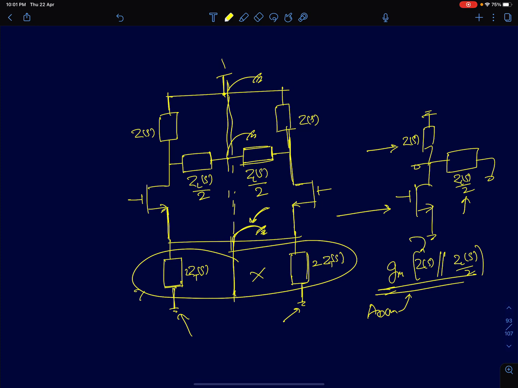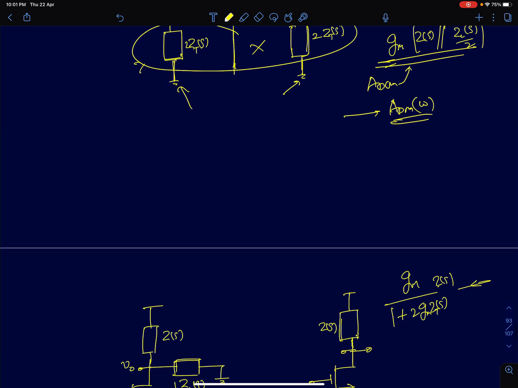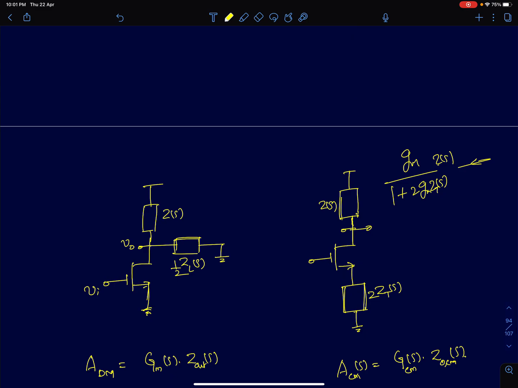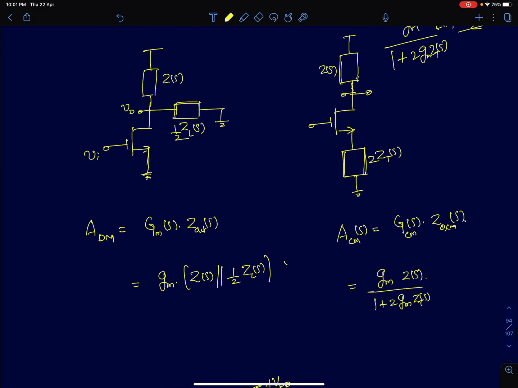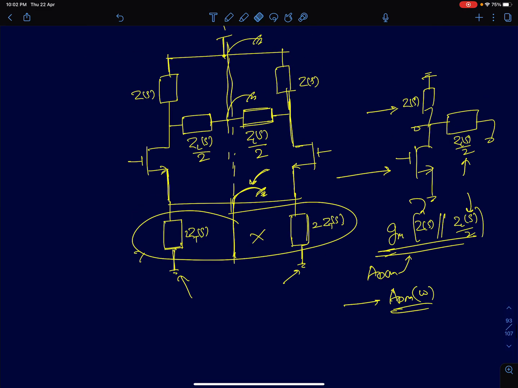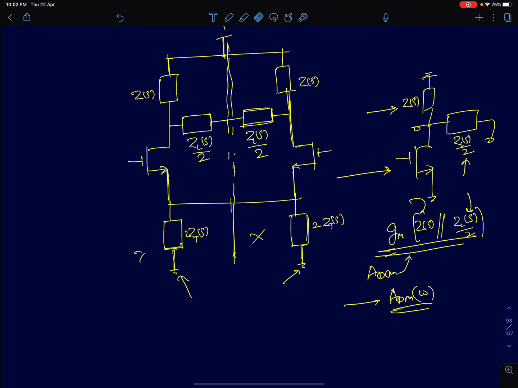If the impedances are frequency dependent, then you will get ADM also to be a function of frequency. The next step is to draw the common mode half circuit for this circuit. To draw the common mode half circuit, again I'll start with the differential circuit, showing the line of symmetry or the axis of symmetry.